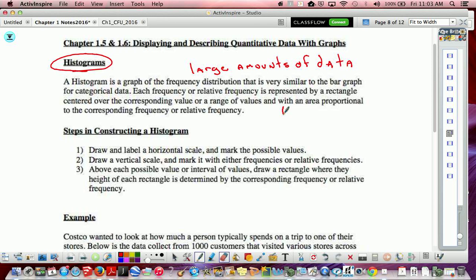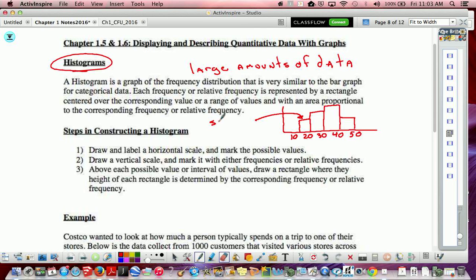A histogram looks very much like a bar graph, but remember, bar graphs are specific to categorical data. Since we're dealing with quantitative data, when doing a histogram, your bars will be connected together and they'll represent intervals. So it might go 10, 20, 30, 40, and maybe 50. Each of these bins represents scores within an interval.